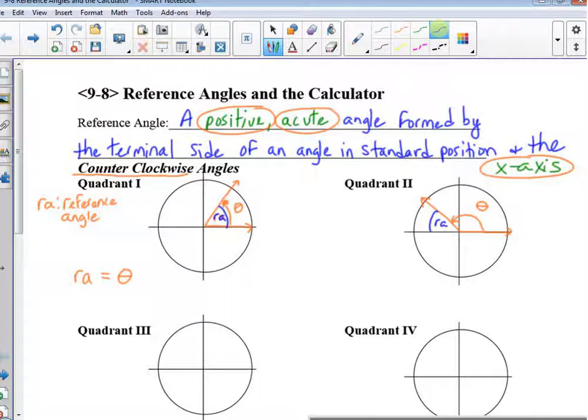Obviously, these are not equal. In quadrant 2, the reference angle is equal to 180 minus the angle. So the reference angle is equal to 180 minus theta. And vice versa, if you were looking for theta, theta would also equal 180 minus the reference angle.